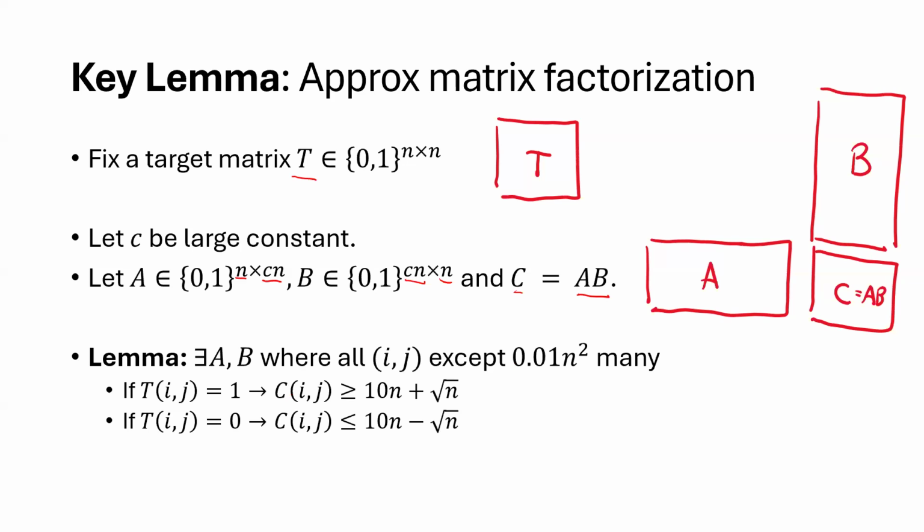I can build matrices A and B such that for all entries, it satisfies the following. If the entry T_ij is 1, then if you look at this point of C, it's going to be big, bigger than 10n plus root n. And if this is 0, then this point is going to be small, smaller than 10n minus root n.